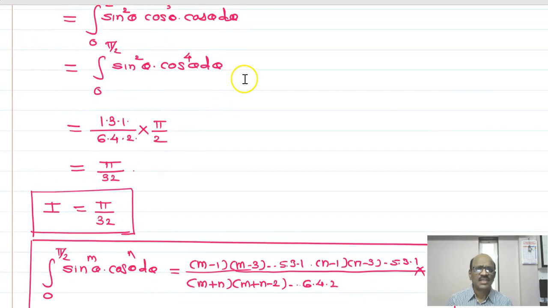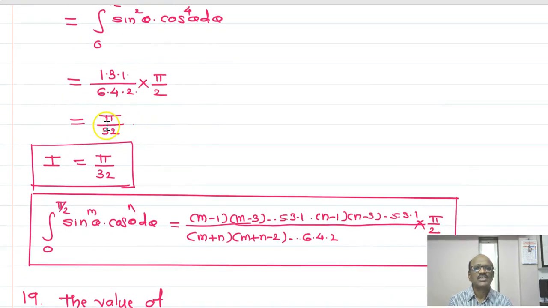Now see here, the power is 2, therefore the numerator is 1 only, and for the second one, n minus 1 is 3, and next n minus 3 is 1, this is completed here, into pi by 2. And for the denominator, 2 plus 4 is 6, so the first number is 6, m plus n, and next m plus n minus 2, that is 6 minus 2, which is 4, and in this way the last number is 2, into pi by 2.